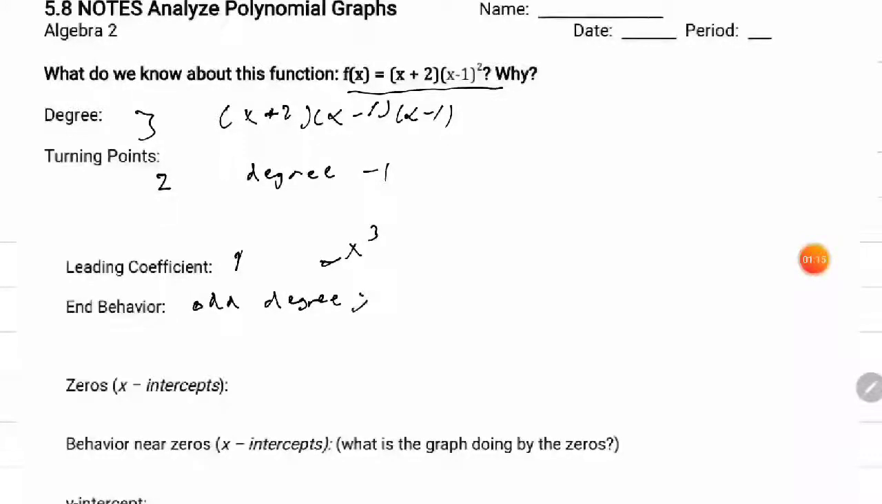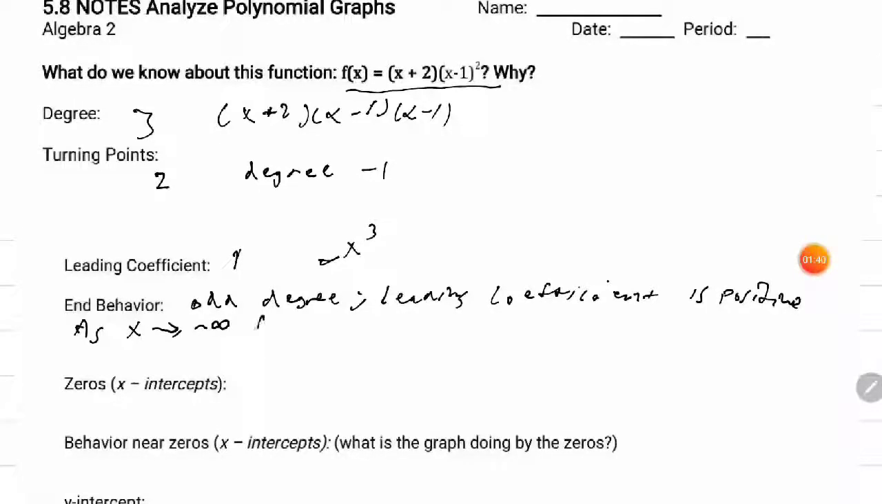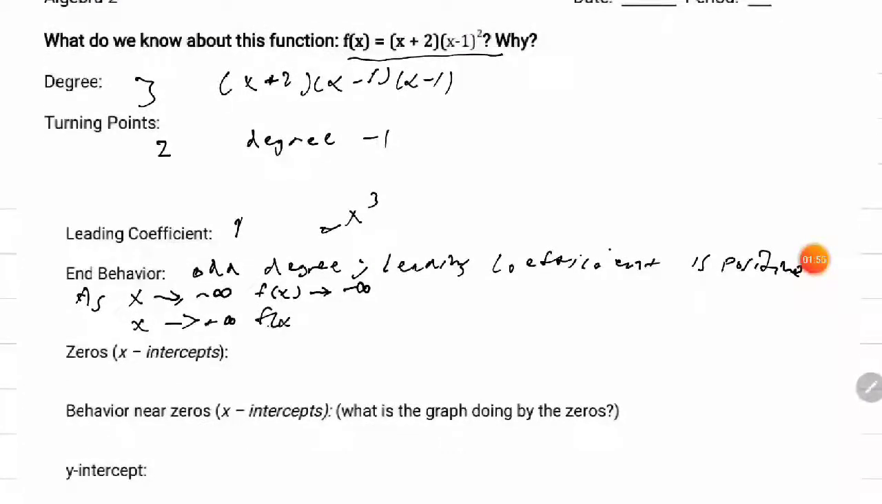And then our leading coefficient is positive. Sorry for the handwriting. So that means as x goes to the left, or negative infinity, our y value, our graph, goes down to negative infinity. As x goes to the right, or positive infinity, our graph will also go up to infinity.